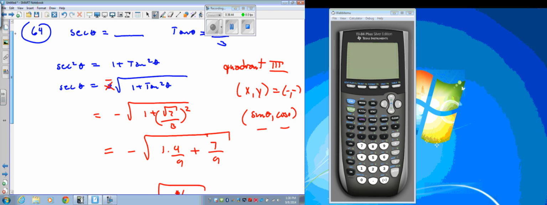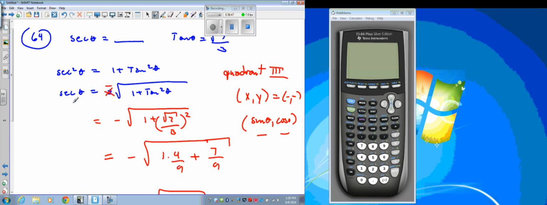But see, what am I trying to calculate? The secant. And the secant is what I want the sign for. I want to know whether it's positive or negative. And the secant's related to cosine. It's 1 over cosine. And in this quadrant, cosine's negative. You are right that this turns out to be a positive number. But what I'm doing with this calculation is solving for what secant is. All right?